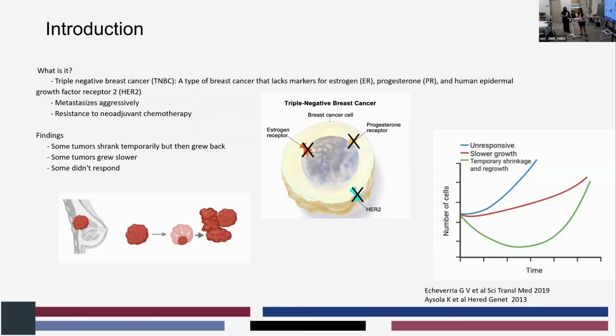And the unique part about this cancer is that it's resistant to the standard therapy, which is neoadjuvant chemotherapy. And so far, findings have showed that some tumors would shrink temporarily and then grow back. Some would grow slower or not respond at all.